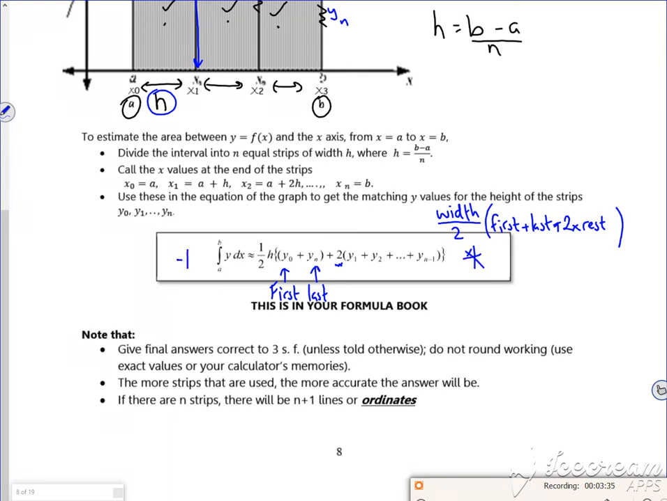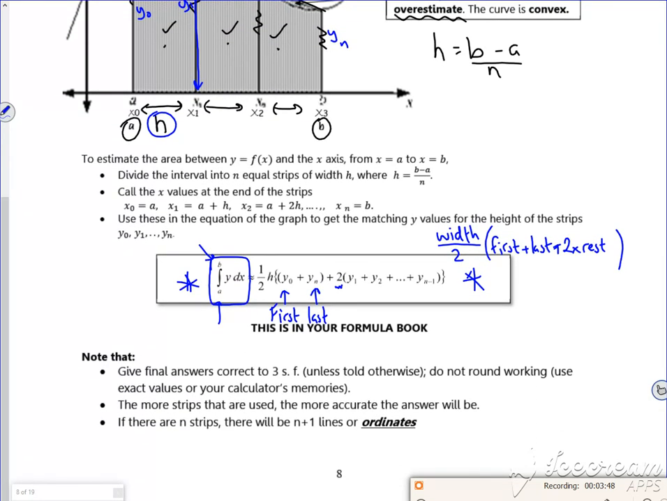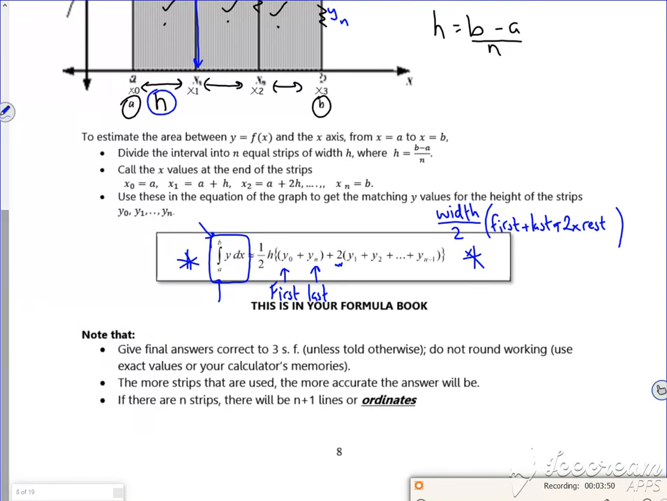Now this is given to you, and if you look, it's an integration. It's working out the area between the limits a and b. So everything I said up here in the top left wasn't made up, the b minus a over n. So let's have a look at a question then. It says, give final answers to 3 sig fig, but do not round your working. So I do like 5 decimal places or exact for your working.